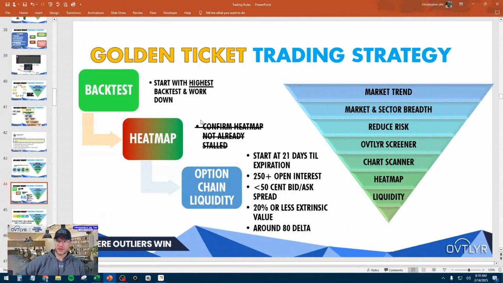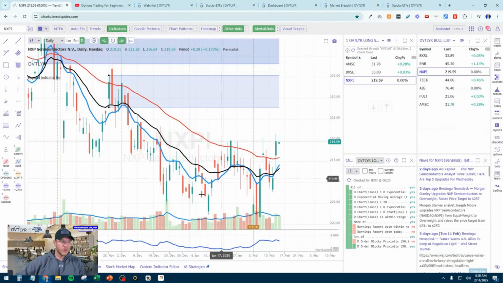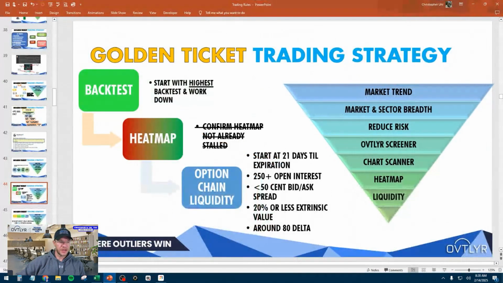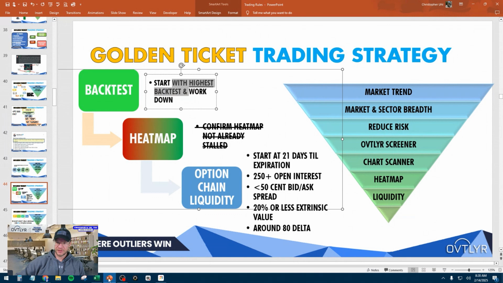Next is when I start looking at an options chain. So where do I start from here? If I've got 3, where do I begin? If I've got limited capital, where do I begin? No problem. Start with the highest backtest of the 3 and work your way down.